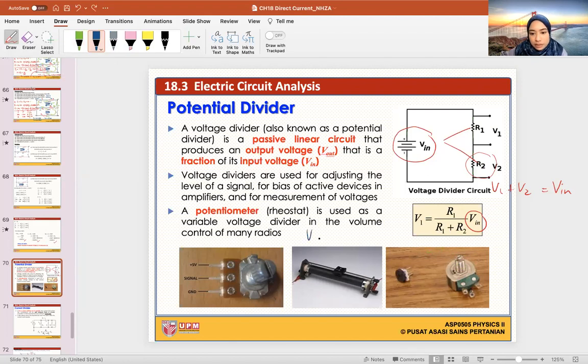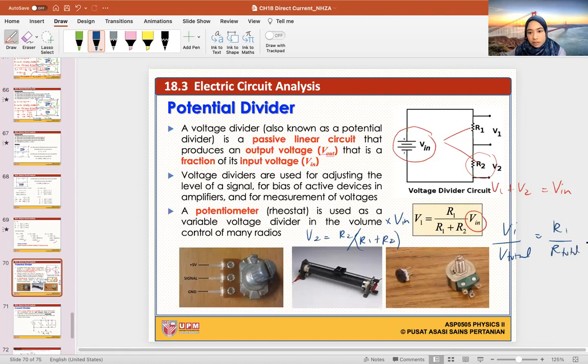Let's write it over here. So V2 is R2 over R1 plus R2, which is the total resistance. I want to know what is the voltage at R2. So V2 is equal to R2 over the total resistance times the total battery. Okay, what is it? It is a ratio. If I rearrange this equation, V1 over V total equals R1 over R total. It's a ratio. Okay, so the potential divider is based on ratio.